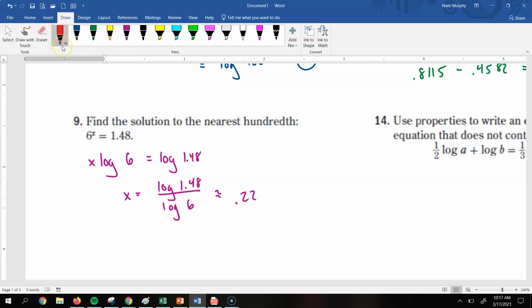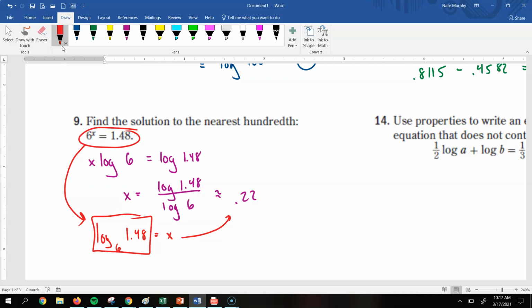Now, an alternative way to do this would be just to put it directly into logarithm form. If I'm going to put this in logarithm form, my base would be 6, my value would be 1.48, and that would equal my exponent, which is x. If I have a TI-inspired calculator, we could just type this directly into our calculator and get 0.22 as your answer. But if you don't have a TI-inspired calculator, from here we would use the change of base theorem, which would be log of 1.48 divided by the log of 6, and that would give you 0.22. So you can see that there are a couple different ways we could solve this problem. But again, I need to see your work and how you would solve this. I don't want to just see an answer.